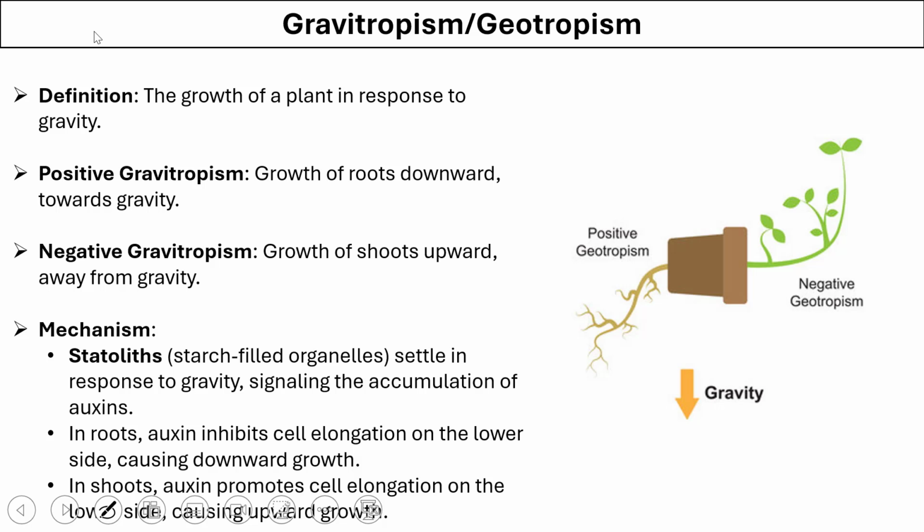So what is the mechanism of geotropism? There are starch-filled organelles called statoliths which accumulate in response to gravity. They signal the accumulation of auxin. In the root, auxin leads to the inhibition of cell elongation on the lower side, thus leading to an overall growth of the root downwards. While in the shoot, auxin leads to cell elongation on the lower side, thus leading to the upward direction of growth of the shoot.